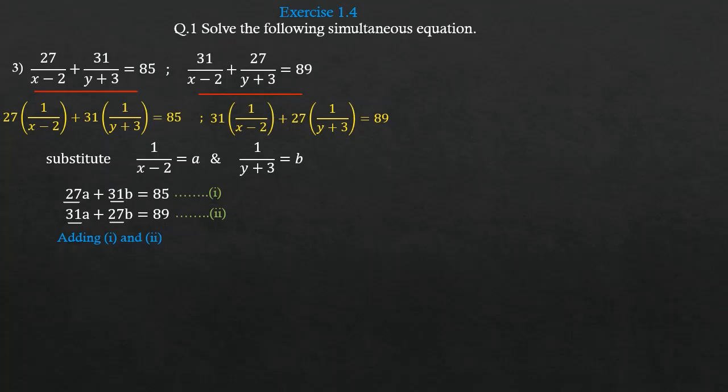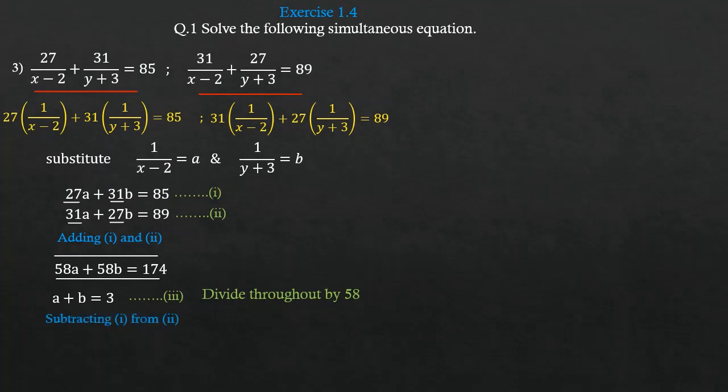Let's proceed, understand what we discussed. Add equation number 1 and 2. So when we add equation 1 and 2, we get 27a plus 31a become 58a plus 31b plus 27b gives you 58b is equal to 174. If we are observing A ka coefficient or B ka coefficient is 58, which is same, as well as 174 is also divisible by 58. So we divide throughout by 58. So we get our new equation as A plus B is equal to 3. So we mark this as equation number 3.